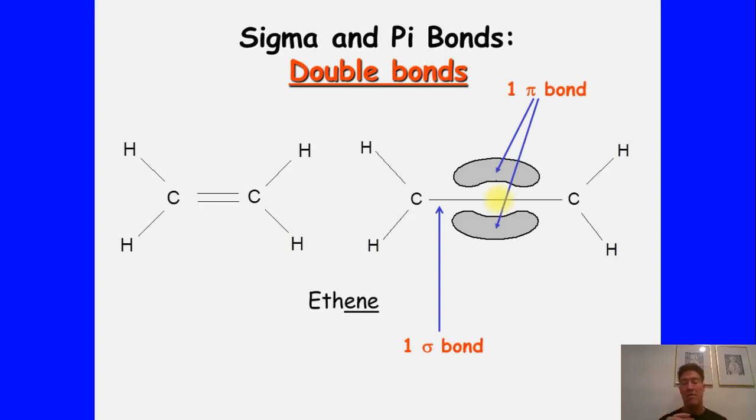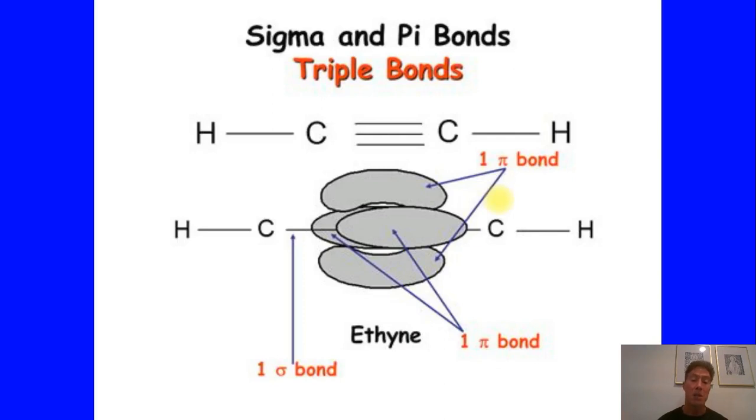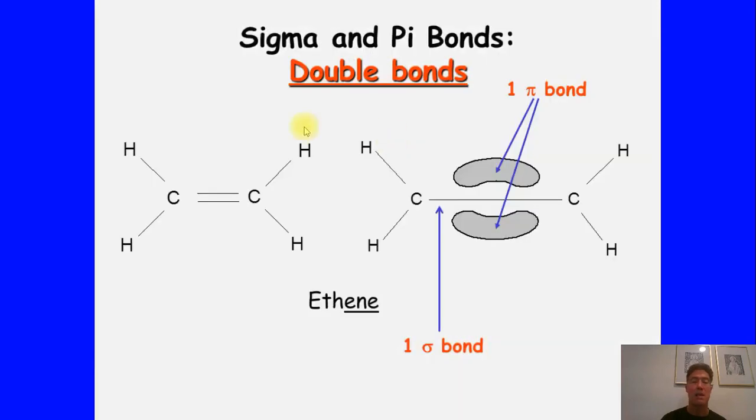Sigma bonds can rotate freely, but pi bonds add an extra layer of rigidity, and it doesn't allow rotation. Triple bonds are going to be made up of 1 sigma bond and 2 pi bonds that look like 4 hot dogs clustered around the sigma bond. Again, you don't have to know anything about those shapes, but just realize that if you're dealing with a triple bond, it's a sigma and 2 pi, whereas a double bond is going to be a sigma and 1 pi.